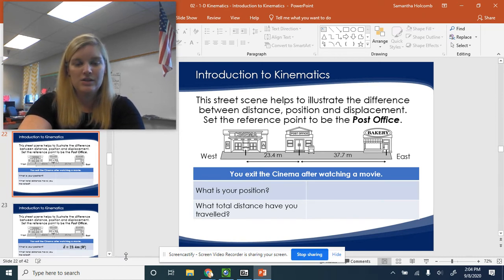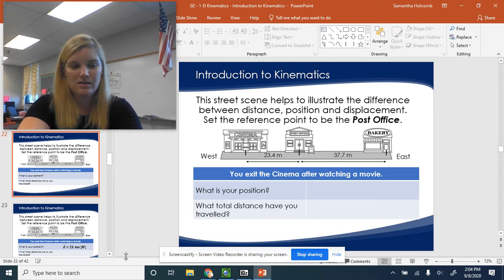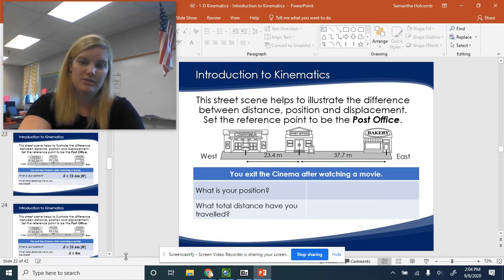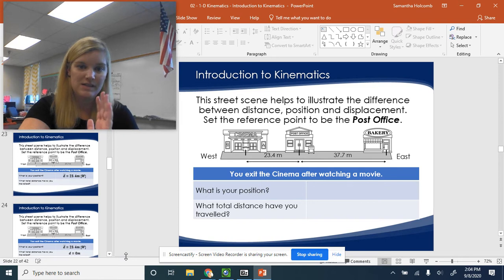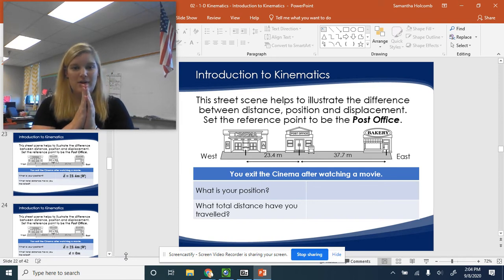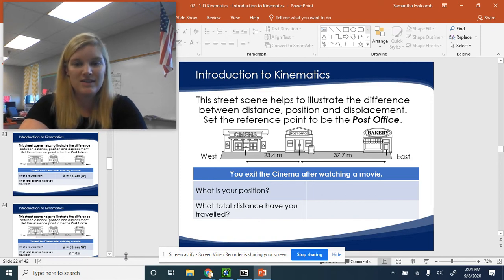Okay, so now we're going to talk about the difference between distance, position, and displacement. We're actually going to change our reference point to be the post office. So now our reference point is the post office, but we are still going to follow the same path we did earlier. So we're going to leave the cinema after watching Mulan, debating whether the music really does make our life better. So we've left the cinema.